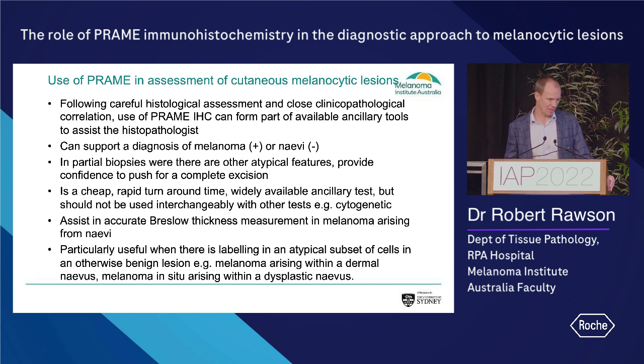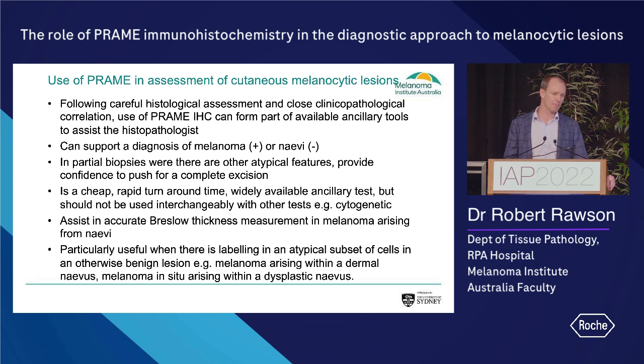So this is just a brief summary of that first part I talked about. I think it's really important that PRAME has to be put in the clinical context in which it arises. You need to have your H&E impression, and the clinical correlation is still your gold standard. And I think PRAME can be used as an ancillary tool, but it's really to give you confidence about where your initial pre-test diagnosis probably is. And it can support a diagnosis of melanoma if positive, or nevus if it's negative.